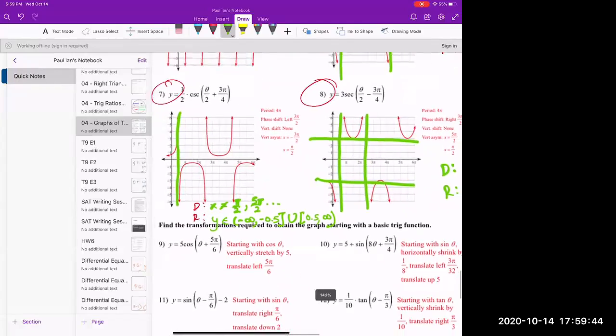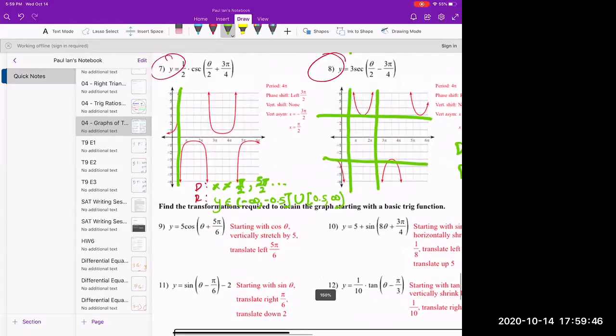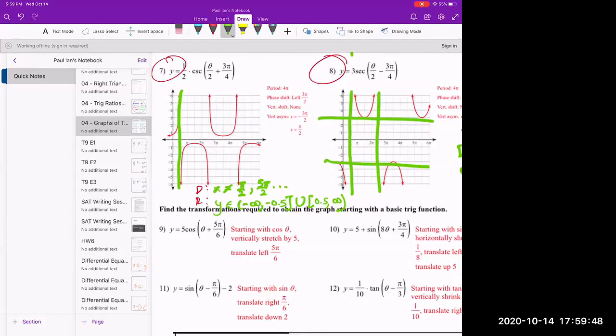I don't know if you guys have other problems for these, but what if you had to look at this and tell me what you have to do to transform it from the basic cosine graph? So what would you do first? Looking at this, the amplitude would be 5. So it would be stretched by 5.